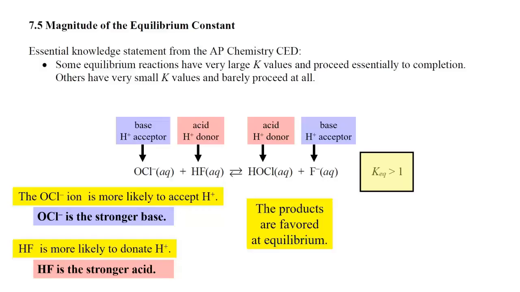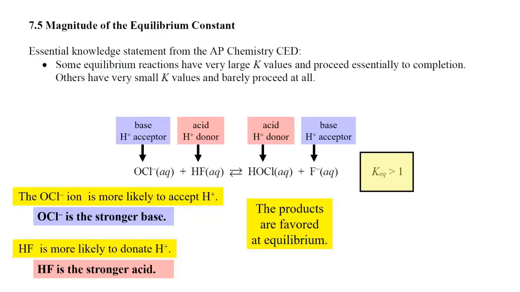Now, if you're wondering what would have happened if the value of K had been less than 1 instead of greater than 1, well, everything would have been reversed. If K were less than 1, then the chemicals on the right side of this equation would have been the stronger acid and the stronger base. But because the products are favored at equilibrium, K is greater than 1, and we have identified OCl- and HF as the stronger base and the stronger acid.